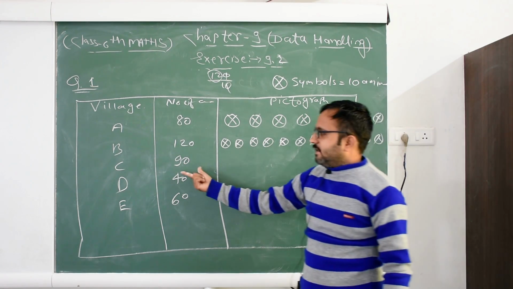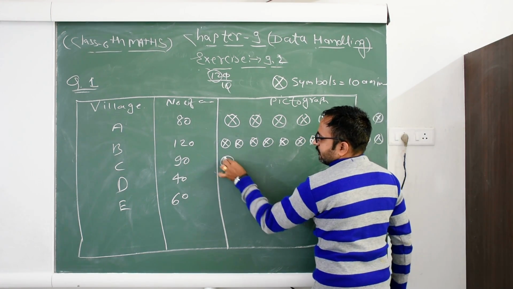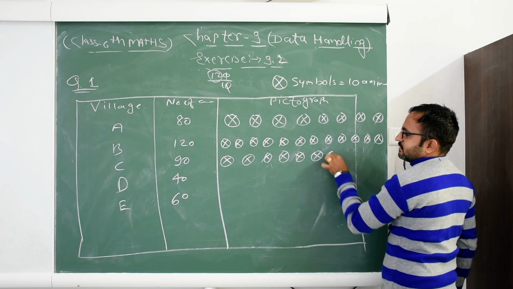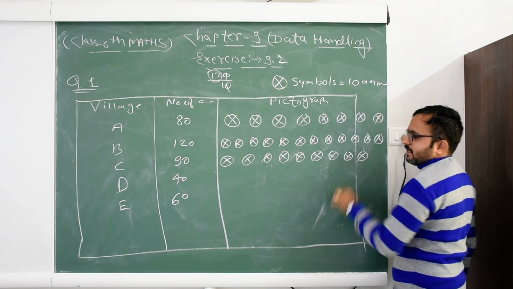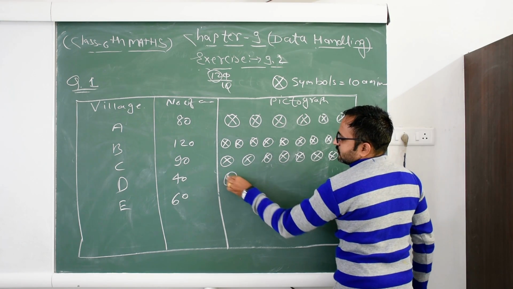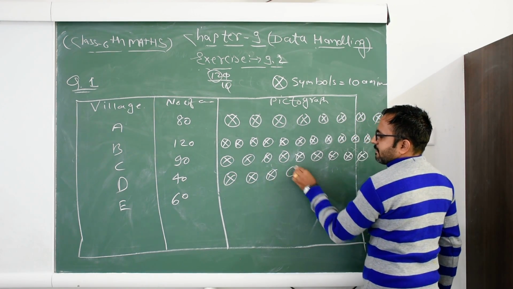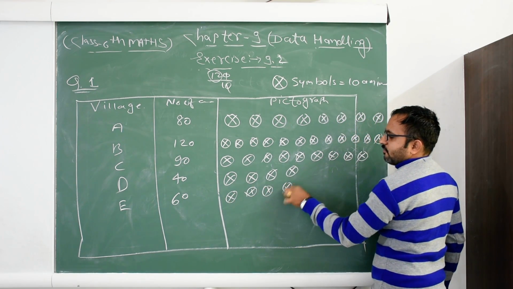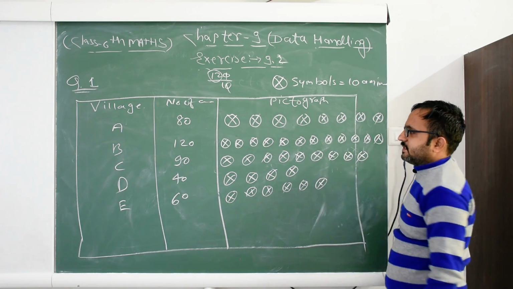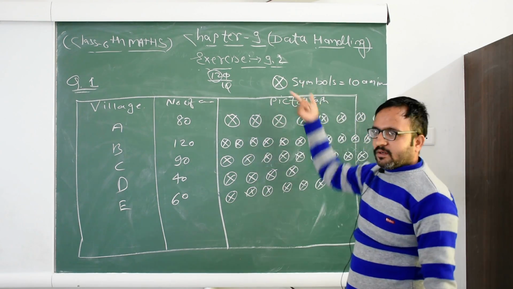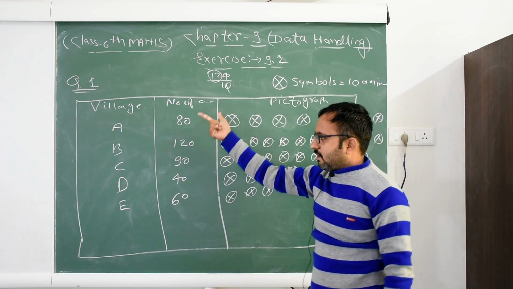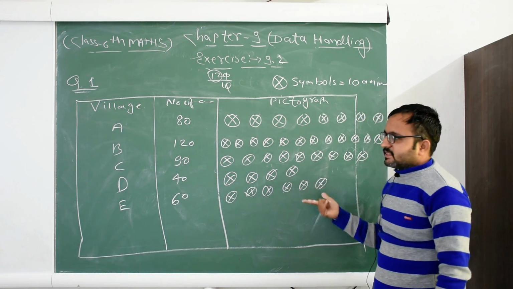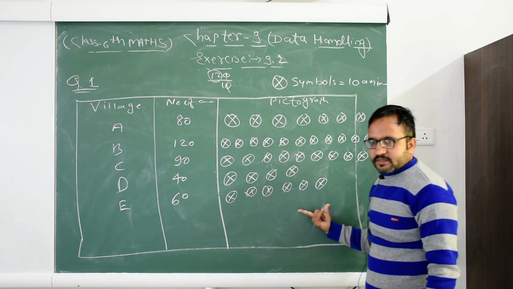Now 90, we use 9 symbols. 1, 2, 3, 4, 5, 6, 7, 8, 9. For 40 we use only 4 symbols. Now 60, 1, 2, 3, 4, 5 and 6. So with the help of these symbols we represent all these numbers in each particular village. So this is a pictorial representation of any survey or table.